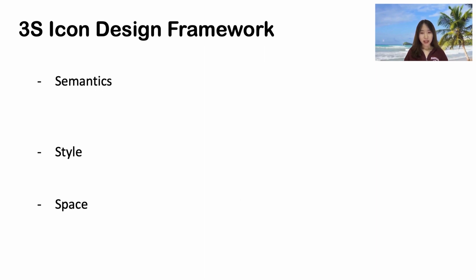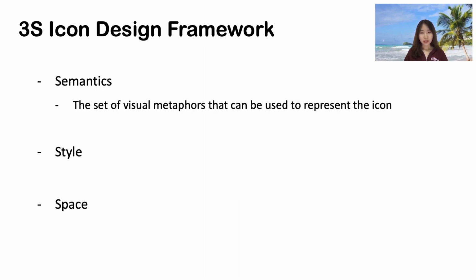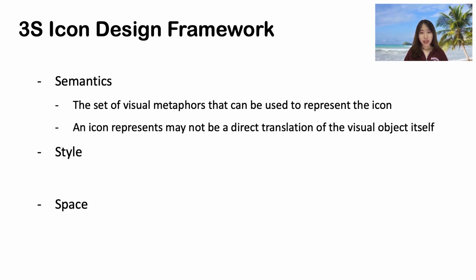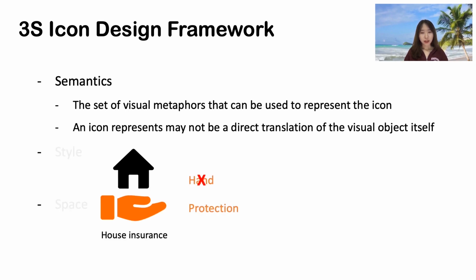The semantics of an icon are the set of visual metaphors. Finding correct visual metaphors is challenging, because an icon may not represent a direct translation of the visual object itself. For example, a hand icon may represent protection or insurance rather than the physical body part. A design tool should support users in mapping abstract concepts to visual metaphors, such as mapping secure to a lock or shield.